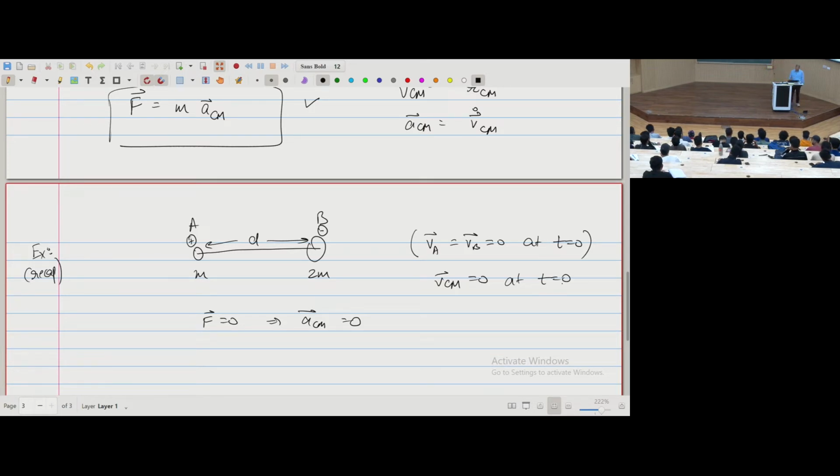So what is the center of mass position here? Let's take this first particle as the origin. So 2 by 3, that is here. That's closer to the heavier particle, that is expected. So this is where the particles will collide.